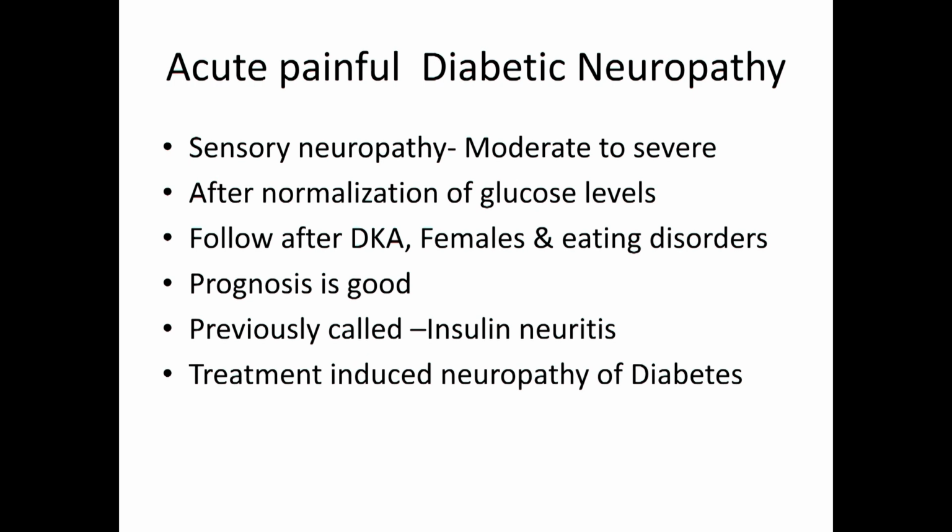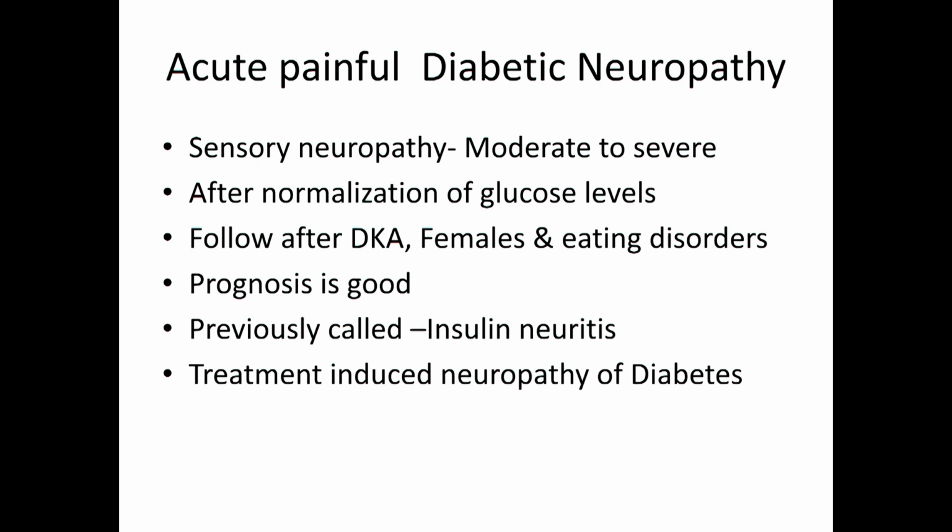This form of sensory neuropathy is quite moderate to severe. Typically, we do see these kinds of cases after the normalization of the glucose. Many patients come to us after they get optimal levels of blood sugar. They say that their neuropathy symptoms are getting worsened.